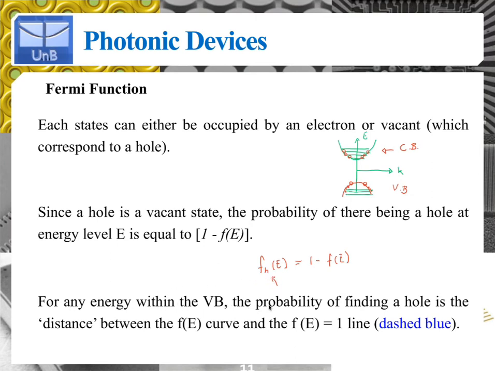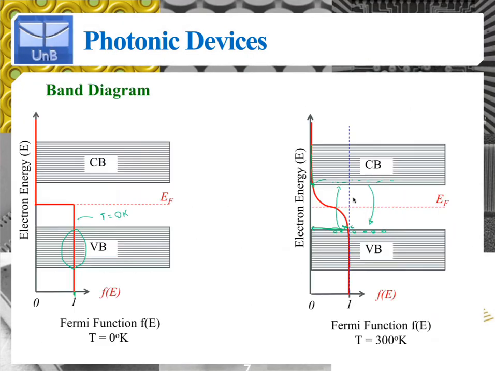For any energy within the valence band, the probability of finding a hole is the distance between the f of E curve and the f of E equals 1 line, dashed blue. Let's go back to the depiction and look at this for an instant. Let's say we're talking about an intrinsic semiconductor at 300K. The red curve here is f of E, the probability of occupation for electrons. The probability of occupation for holes is 1 minus this function. The dashed blue curve corresponds to f of E equal to 1. Along this line, f of E is equal to 1. So the distance between this dashed line and the red line is the probability of occupation for holes, which is 1 minus f of E.